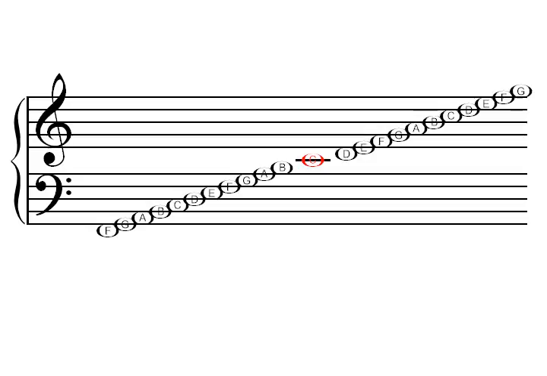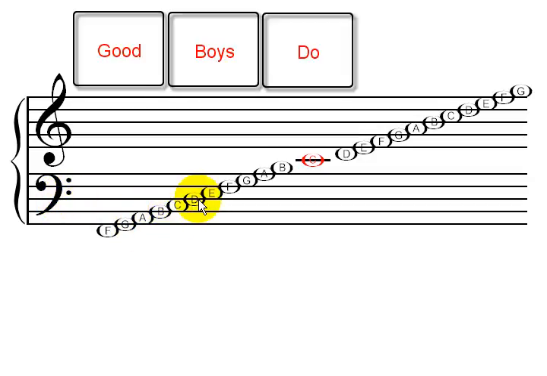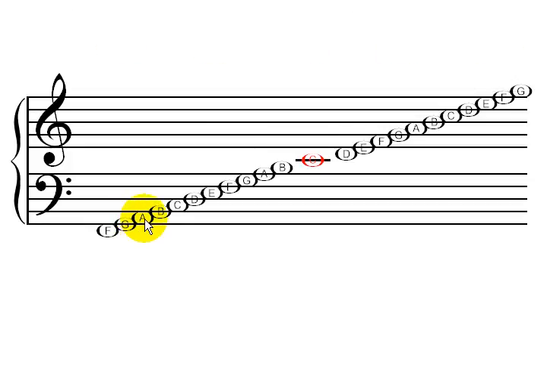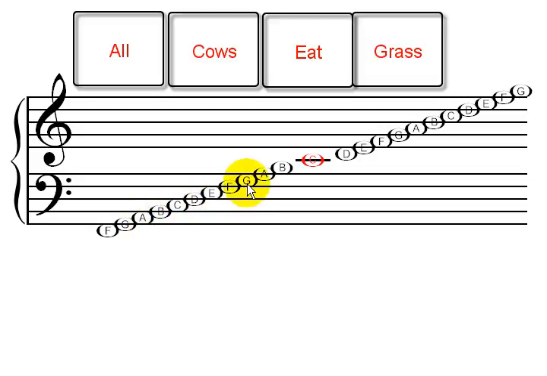And before we close this lesson on the grand staff, let's remind ourselves a little bit on the trick that we used in the last lesson. You remember that in the bass clef, we could use good, boys, do, fine, always. And for the spaces in bass clef, we can use A, C, E, G. All cows eat grass. It's kind of easy to remember.